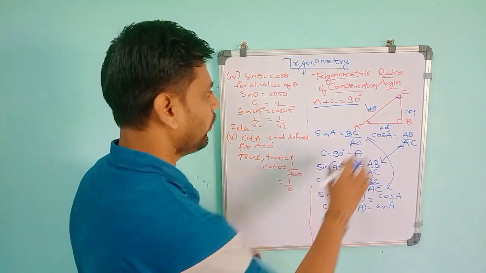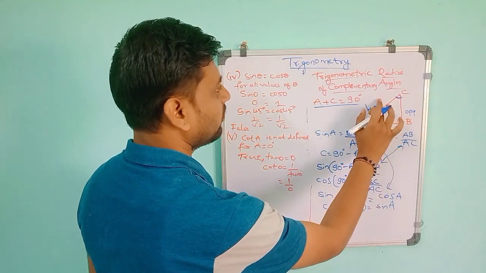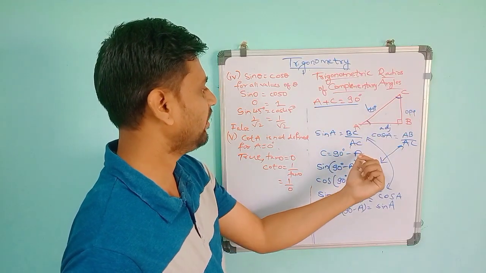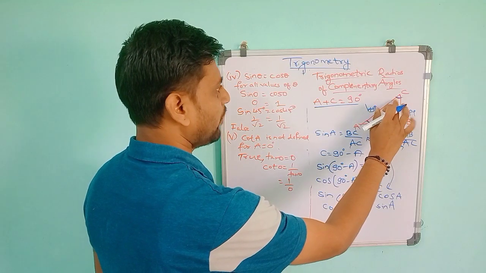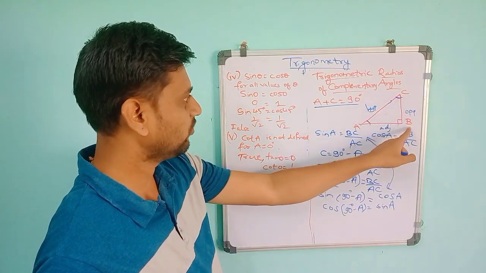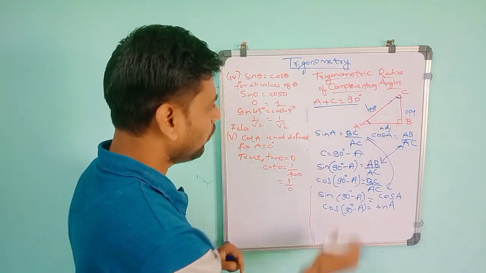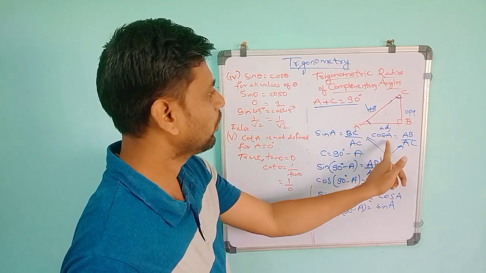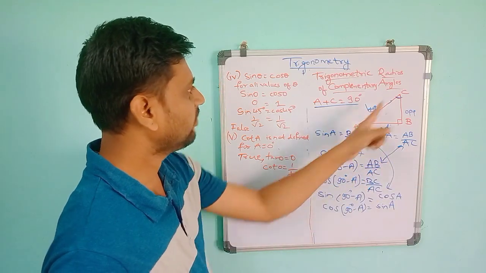If you take angle A, this is adjacent, this is opposite, and this is hypotenuse. But if you take the other angle, say C, we get 90 degree minus A. For this angle, there will be adjacent, opposite and hypotenuse. So I have taken only two examples, sin and cos. Sin I have taken as BC by AC, cos as AB by BC. Like that, this angle is 90 degree minus A.